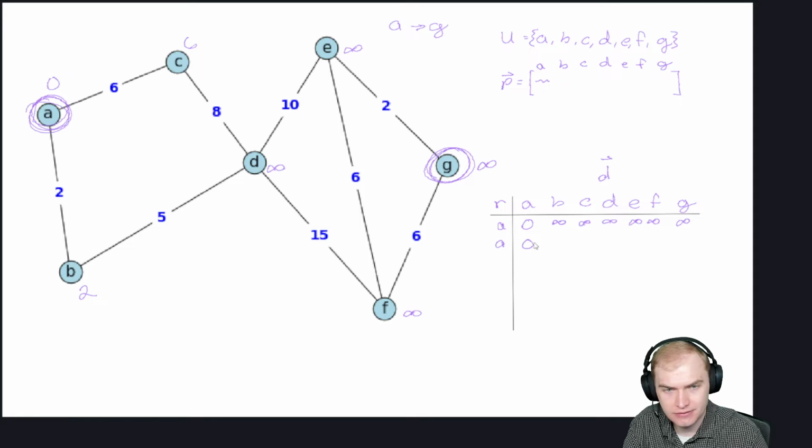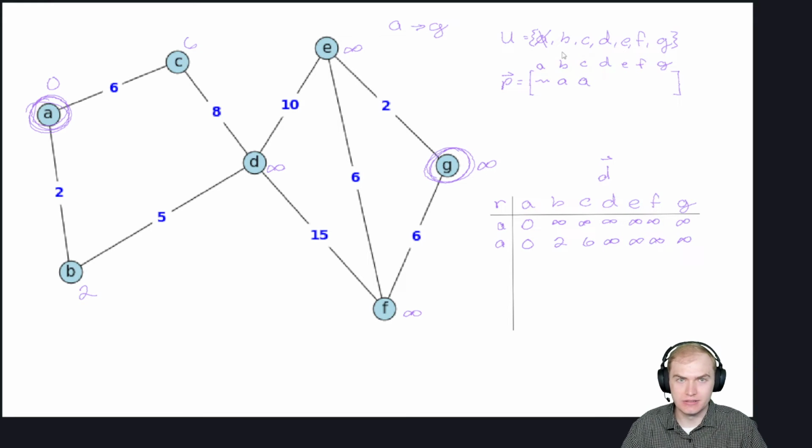Let's do the distances first. A to B is 2. C is now 6. And we haven't touched any of the other things yet. The prior of B is A, and the prior of C is currently A. And then we take A out of the unvisited set.